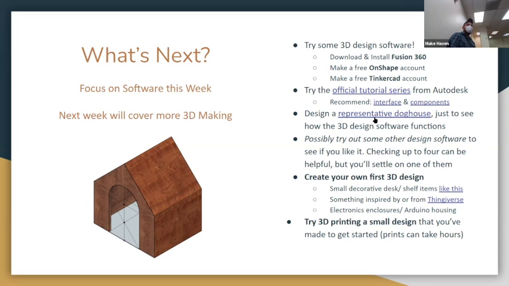You could design the representative doghouse. This is a video that I've linked. You can just sort of watch and follow along. It's 20 minutes of me just talking about Fusion 360. Try something else out if you want to do it. You could create your own first 3D design, or try 3D printing a small design that you've made. Just something small, you don't want to go too crazy, but just find something that you want to print is a really cool resource.